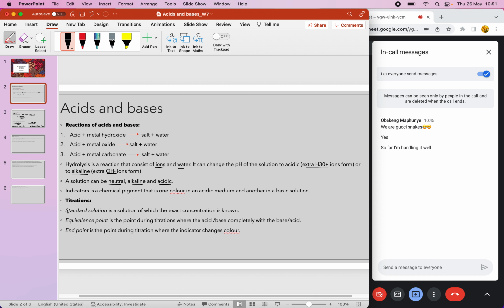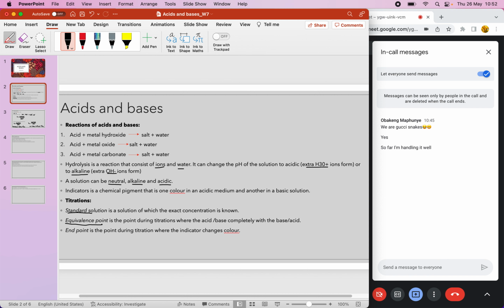titration. But there are some definitions of titration we need to know. The first one is the standard solution, which is a solution of which the exact concentration is known. So with a standard solution, it means that we know the exact concentration of that particular solution. And there's something called an equivalence point. This is the point during titration where the acid or a base reacts completely with the base or the acid.